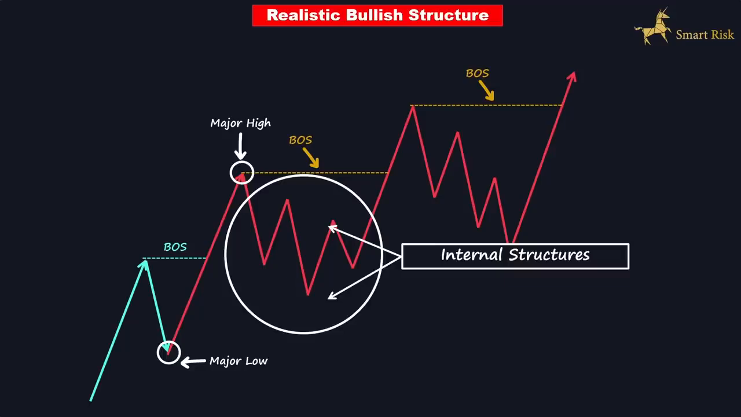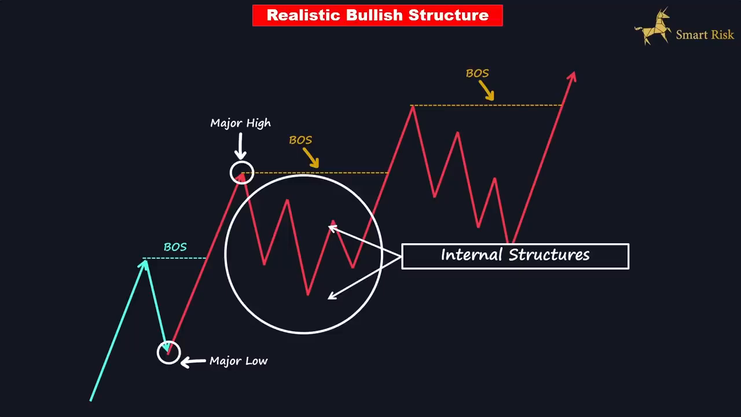Now that we've identified the recent major external structures, these structures define the current area of interest and the current trading range. As we see, the price has entered the retracement phase, generating a series of internal structures, particularly bearish ones.